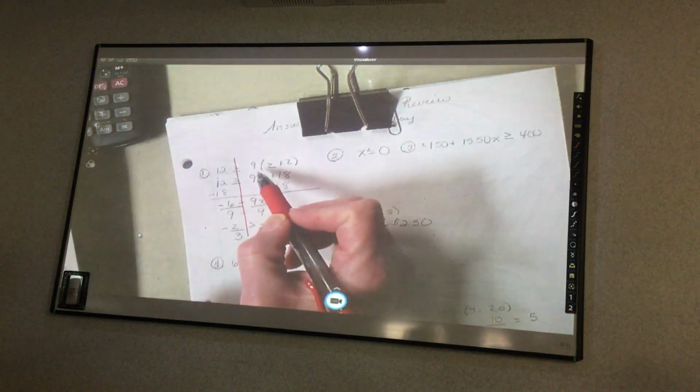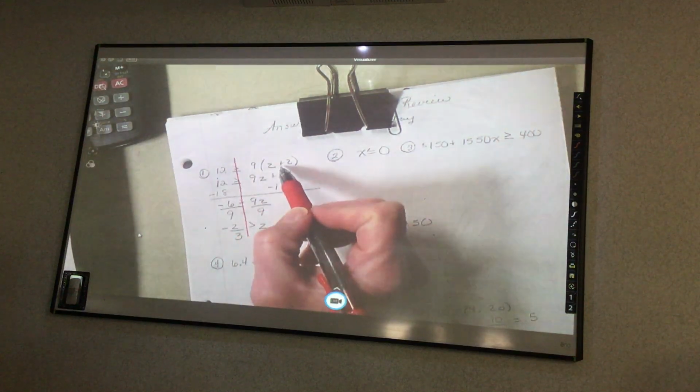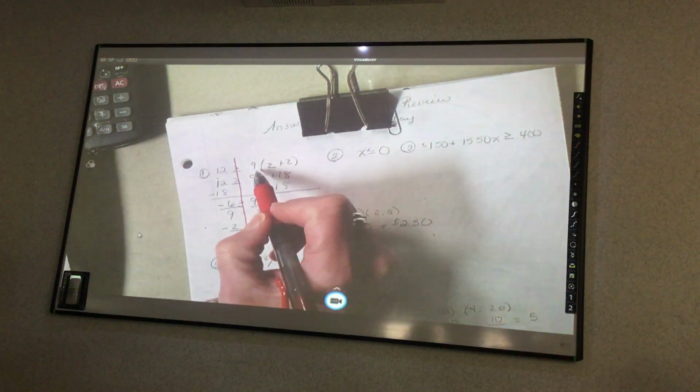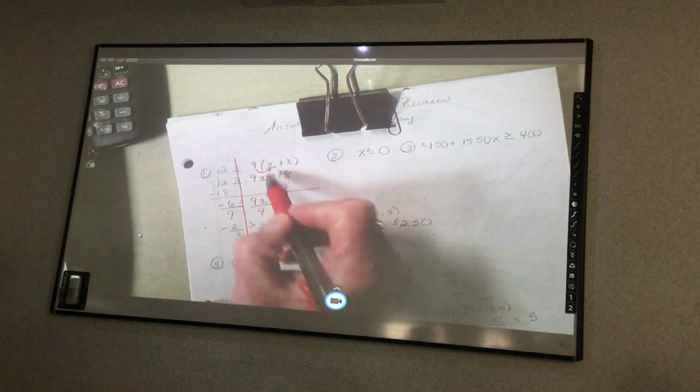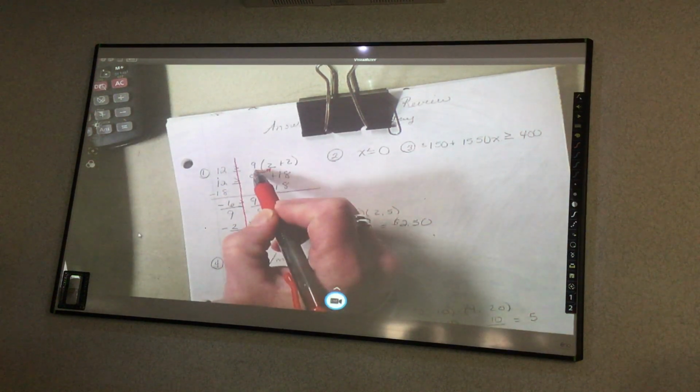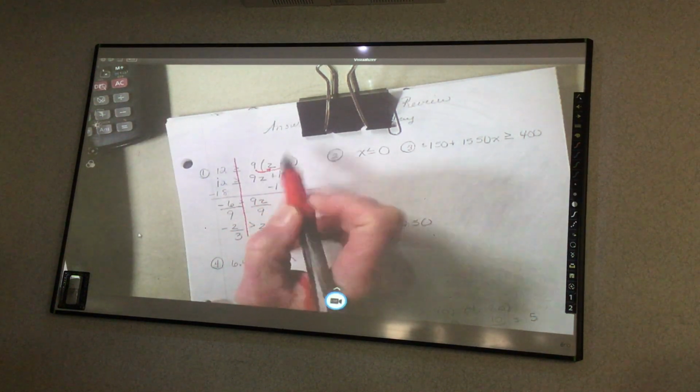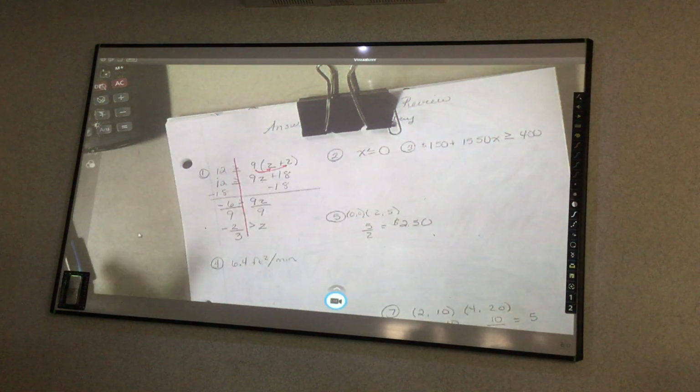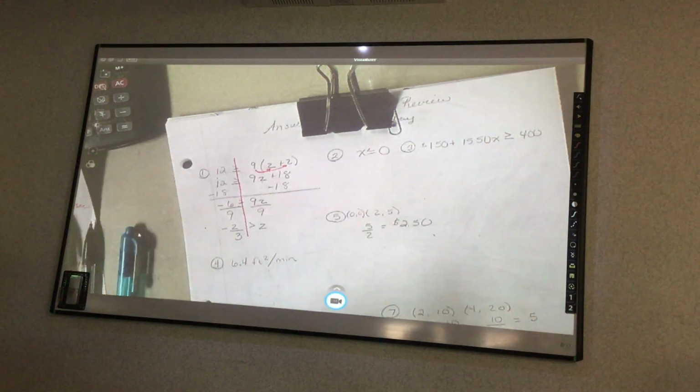Then we have the quantity of 9 times this. So this means you need to do the distributive property. So 9 times Z is 9Z. And then 9 times 2 is 18. So now I have 12 is greater than or equal to 9Z plus 18.